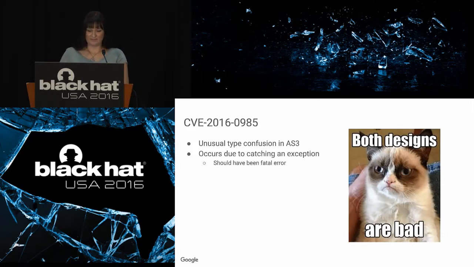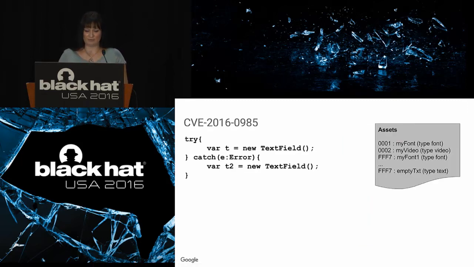So this first vulnerability is due to the exception behavior in ActionScript 3, and it's specifically due to throwing an exception that probably should have been a fatal error, except you can catch it and use the Flash in a bad state. So this has to do both with code and with the SWF format. And the SWF format has an asset table that includes different assets like fonts and videos and that sort of thing. And what's especially interesting is that there's some reserved values that aren't in the SWF. For example, there's an empty text field, and this is so that an empty text field doesn't have to get allocated every single time Flash needs to use one.